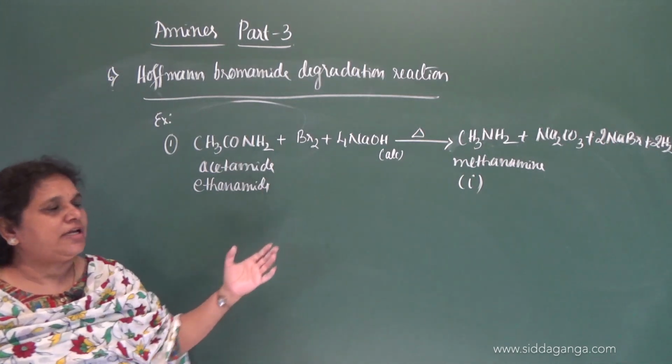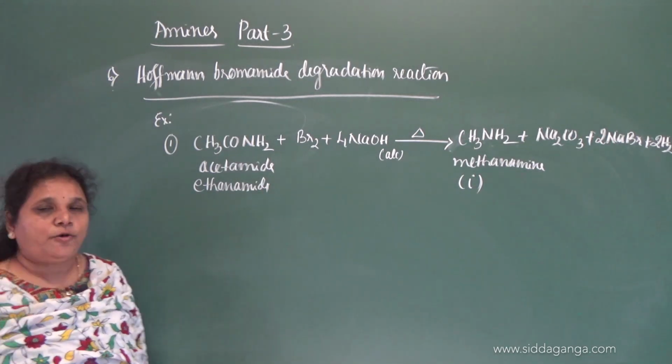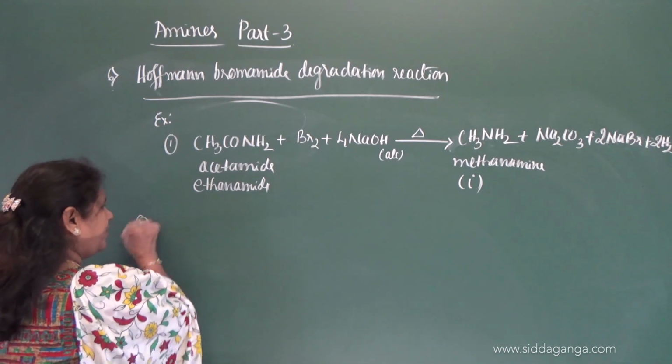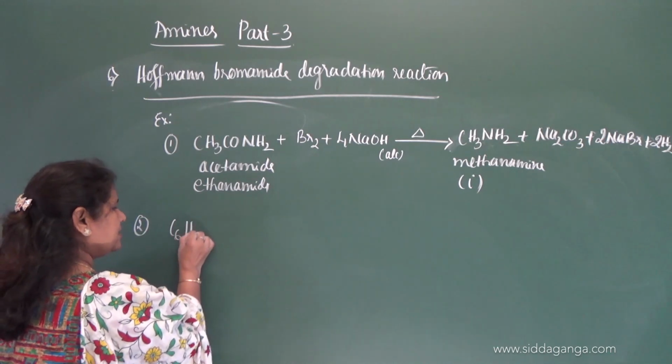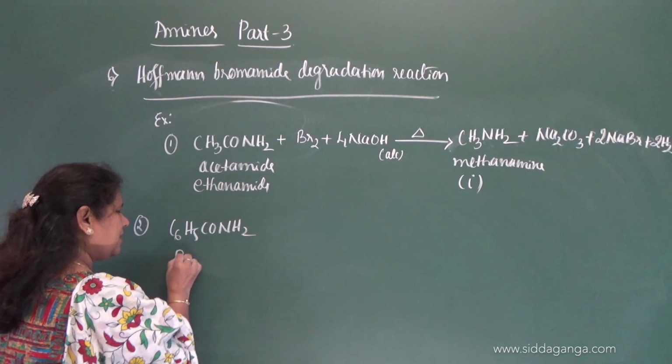So therefore it is the degradation reaction, the Hofmann bromamide degradation reaction. And move on to the second example. Let us take C6H5CONH2, benzenamide.